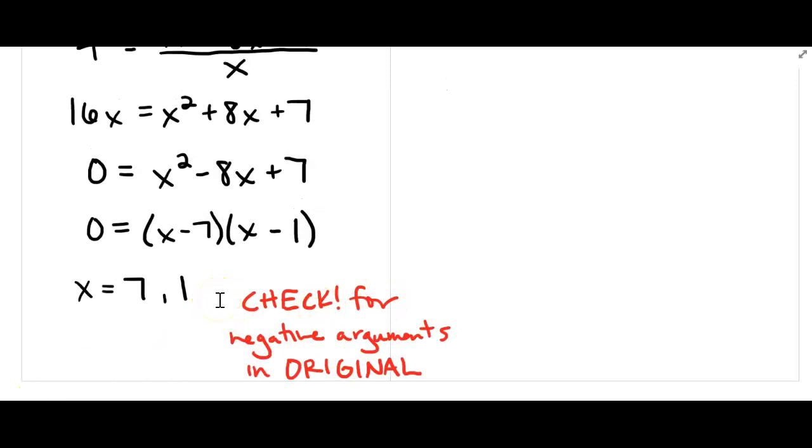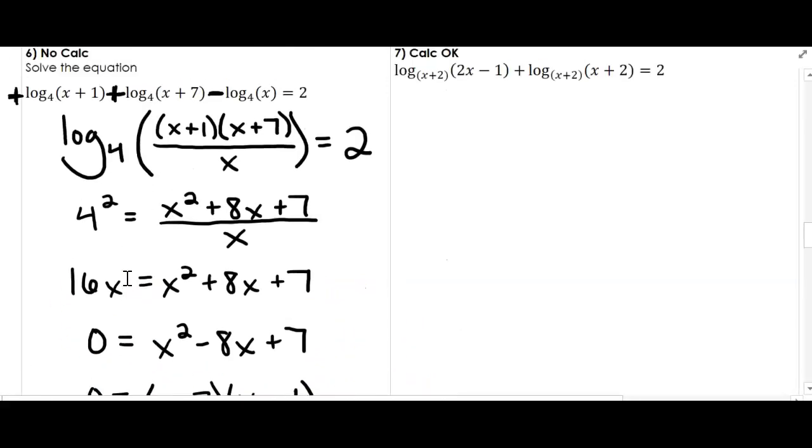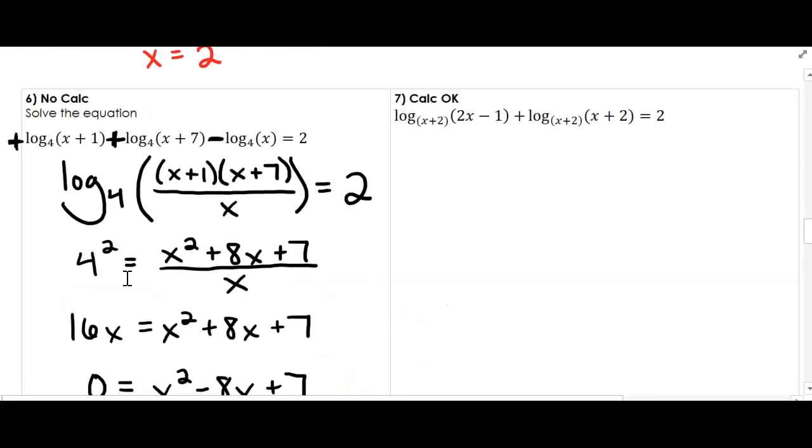Check for negative arguments in the original. I'm going to plug in both of these x's and go ahead and see that. We'll start with positive 7. When I plug in a positive 7 for x into my original equations, what I notice is that this first argument, 7 plus 1 gives me 8, 7 plus 7 gives me 14, 7.